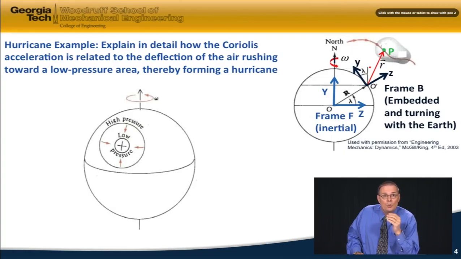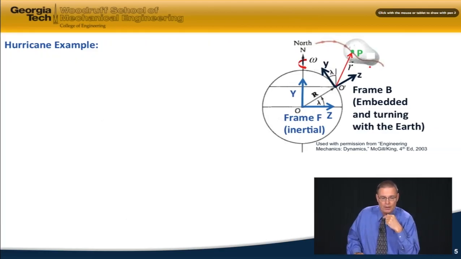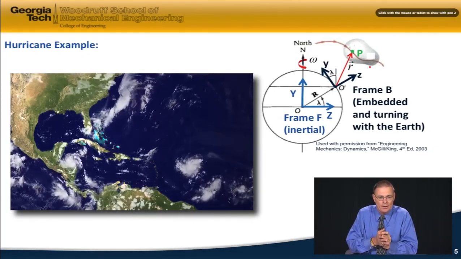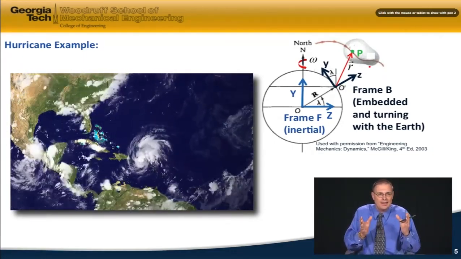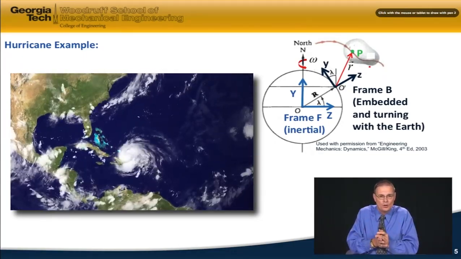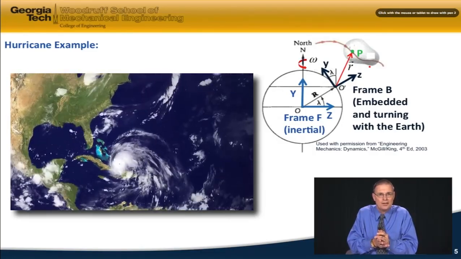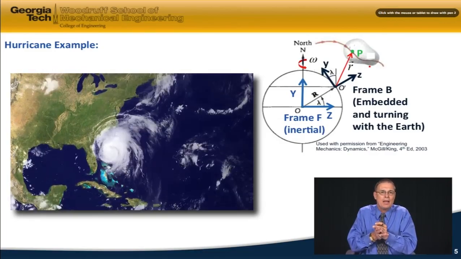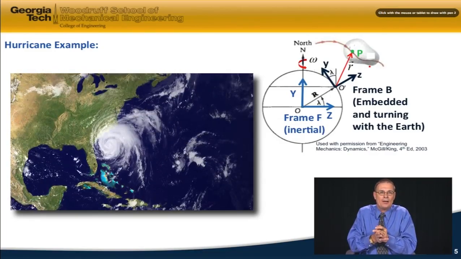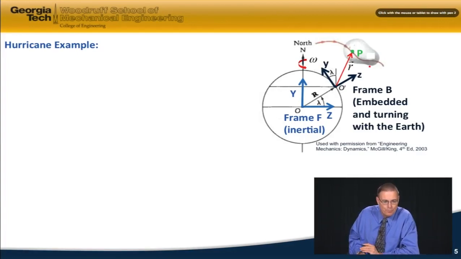Now I want to do a hurricane example, and I want to explain in detail what happens when air rushes to a low pressure area. Here's a video clip of an actual hurricane in the Northern Hemisphere, and it is not happenstance which direction the hurricane rotates. It always rotates in the Northern Hemisphere the same direction, and we're going to find out why that is so in this module.